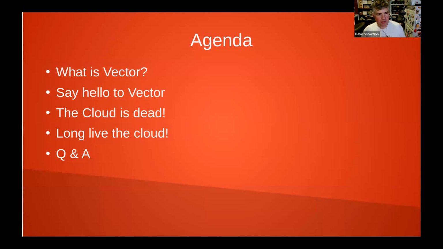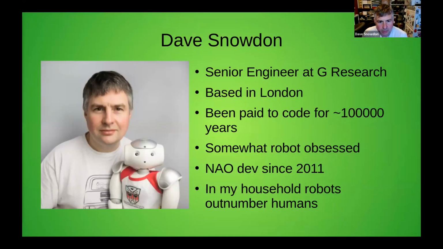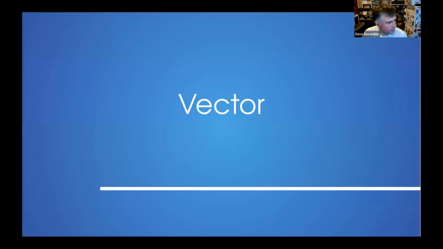What can we talk about? We can talk about what Vector is. We're going to say hello to him and have a demo, and then we're going to talk about what happens when you have a cloud-connected robot and the cloud is dead, and how sometimes you can get back from that. Well, you know who I am, so let's talk about Vector.